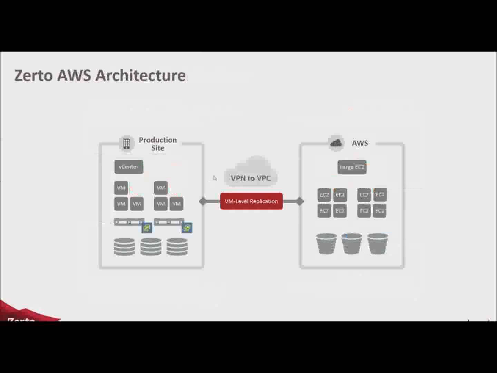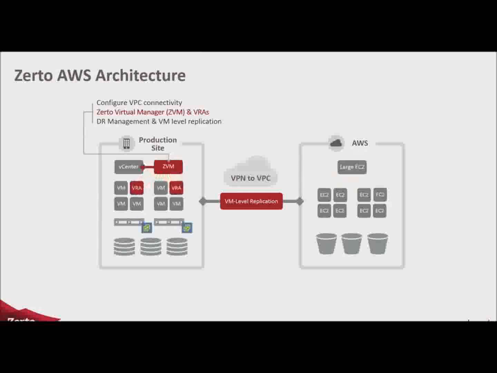For our architecture replicating into AWS, the first thing that you need is a VPN connection to your VPC in AWS. This can actually be a direct connection as well, but we do need that underlying connectivity. The first thing that you install in production, just as you did in your private cloud architecture, is your Zerto Manager and your replication appliances. Again, no downtime for these. And then this is where it starts to go a little bit different.